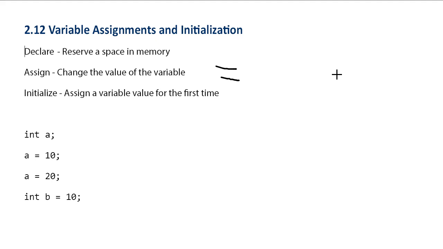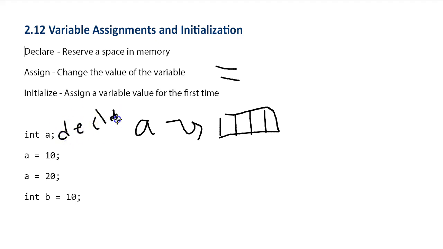So let's take a look at some examples. Int a declares a variable a of data type int. In other words, it carves out a space in memory that's going to be 4 bytes where that int a can be stored. So here we have a being declared. The next line, a equals 10.